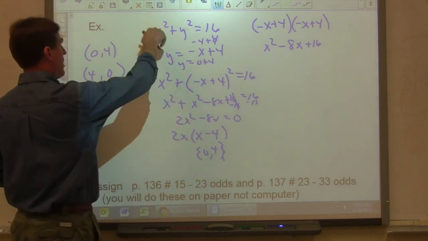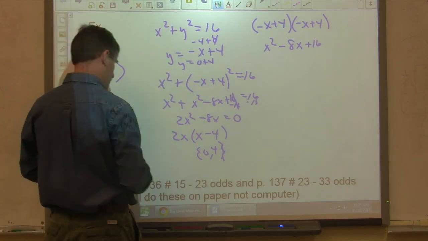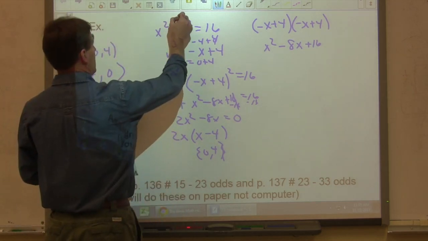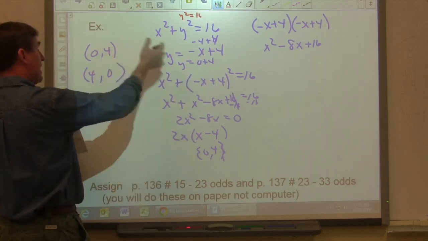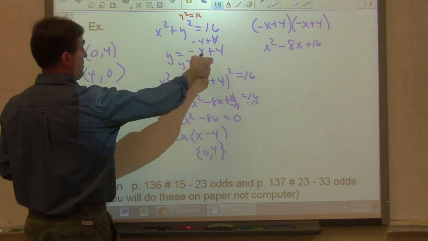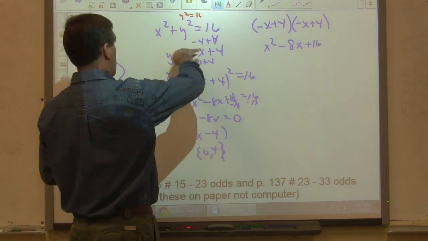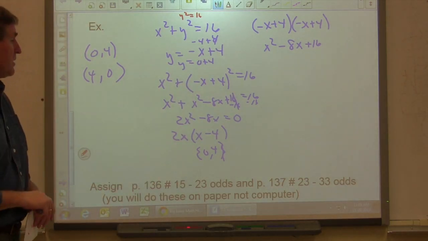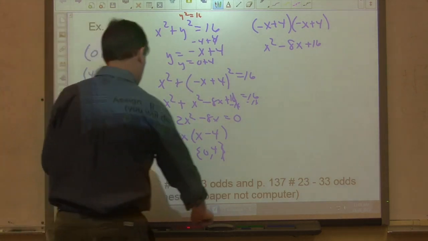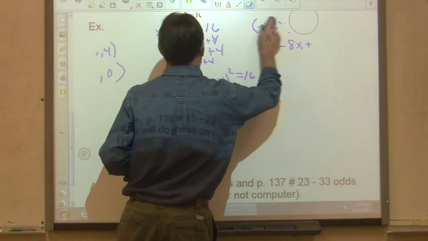Again, you can plug those in up here, but when you do, if I plug 0 in here, I get y squared equals 16, and then I get plus or minus 4, but the negative 4 doesn't work with this problem. So I would always check it in the linear equation because it has to work for both. All right? So let's have you try one more problem, and then you can get started on the assignment.